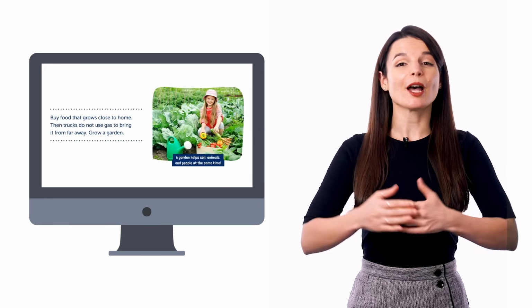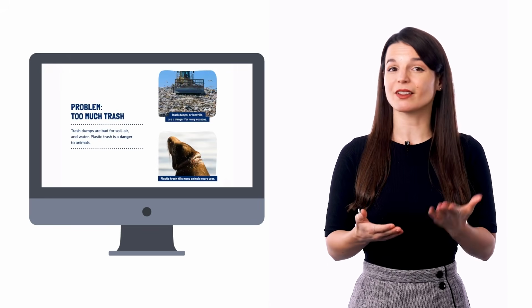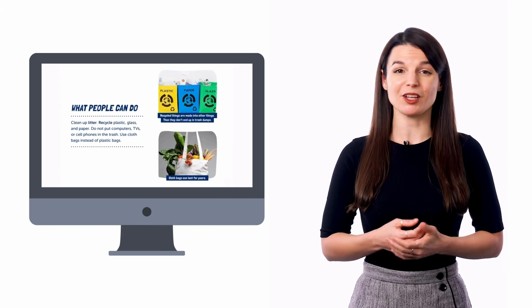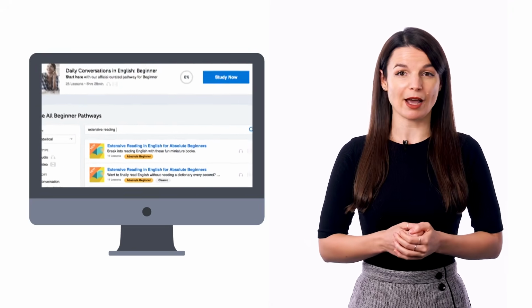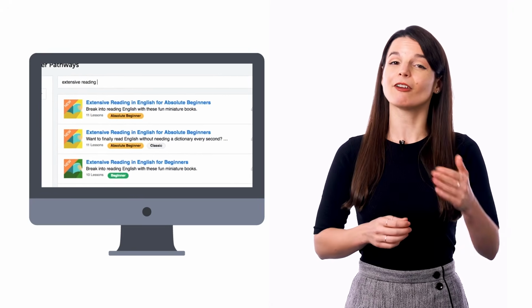In fact, our absolute beginner extensive reading books are simple 1 or 2 words per page books, kind of like kids' books. So look for our extensive reading pathway inside the lesson library and follow the lessons one by one. Extensive reading books are available for absolute beginner and intermediate levels.